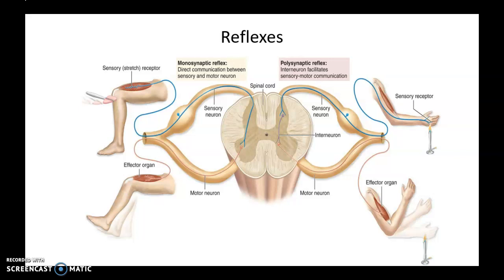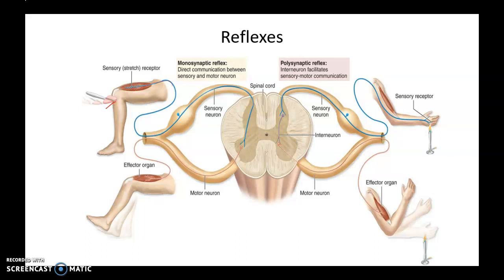So here we see a knee tap. The blue neuron is a sensory neuron that carries the information to the spinal cord. And the sensory neuron talks to a motor neuron that brings out a motor command to your quadriceps muscle, which then contracts. There is absolutely no interneuron involved. Simplest type of reflex, we call it monosynaptic.